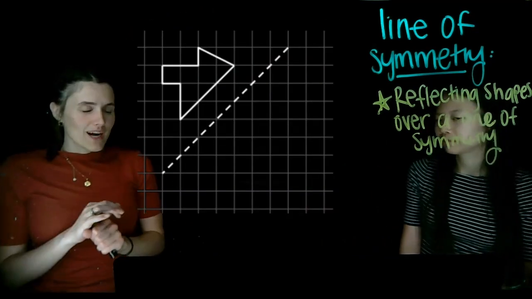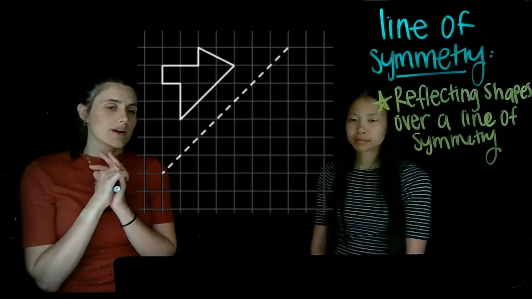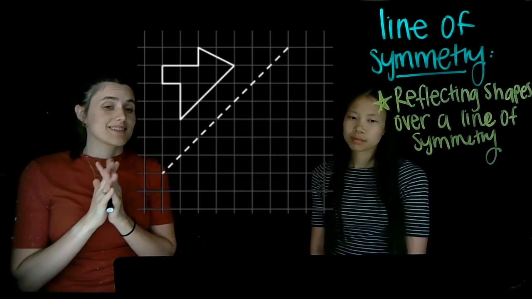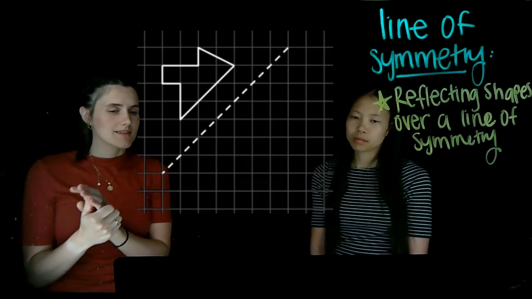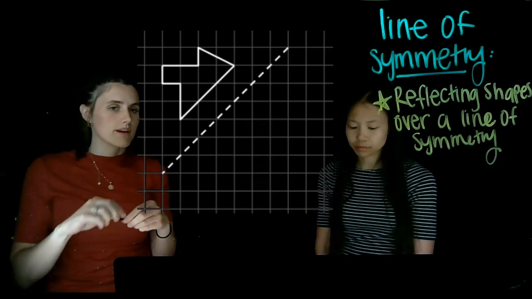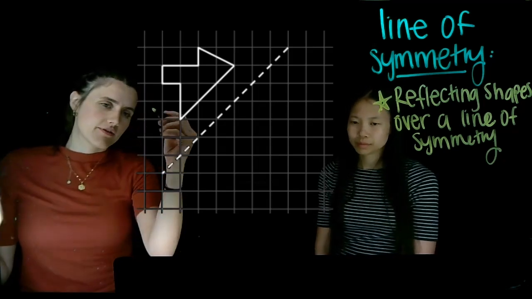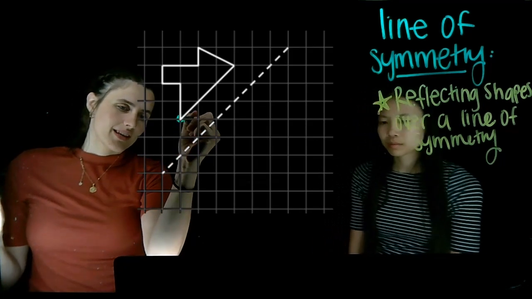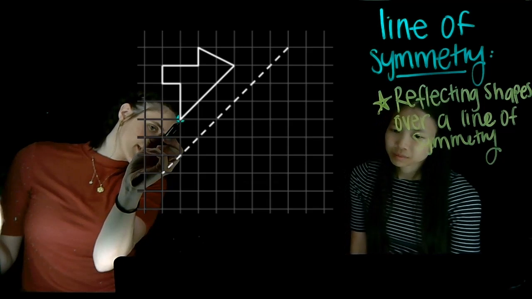Now we're going to try reflecting this shape when the line of reflection is diagonal. This is a little bit trickier because it's harder to see the distance that each point is from the line of reflection. So if we look at this point right here, we can see that it is some distance from the line of reflection.